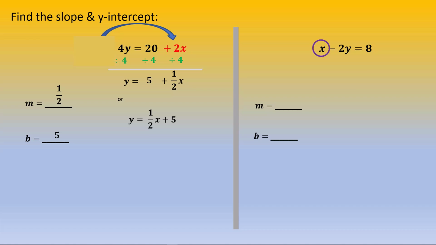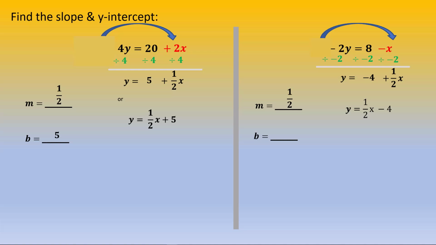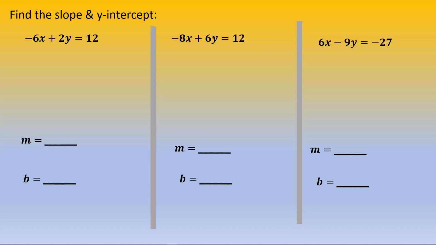In this other equation, again we move the x term to the right side, we divide all parts by the coefficient of y, negative 2, and we get y equals negative 4 plus 1 over 2x. Rearrange it into slope-intercept form with the x term first, and we see that m is 1 over 2 and b is negative 4. Let's try these. We move the x term over, divide all parts by 2, and we get y equals 6 plus 3x. Rearrange into slope-intercept form, y equals 3x plus 6, m, the slope is 3, b, the y-intercept is 6.